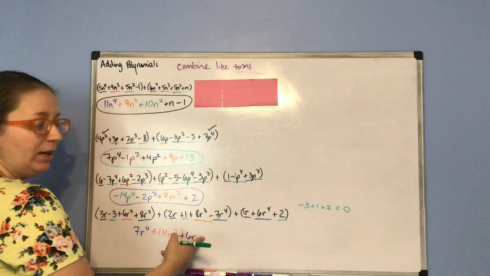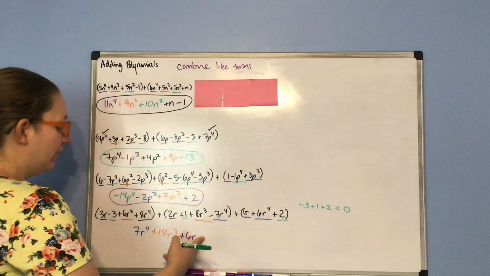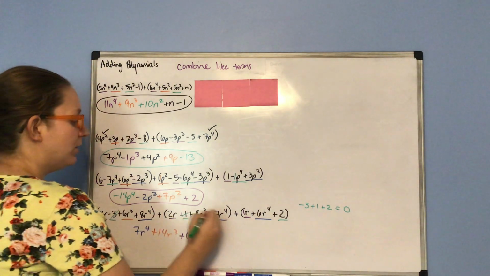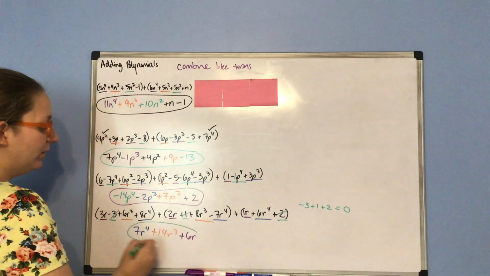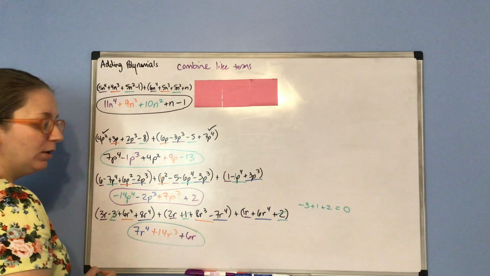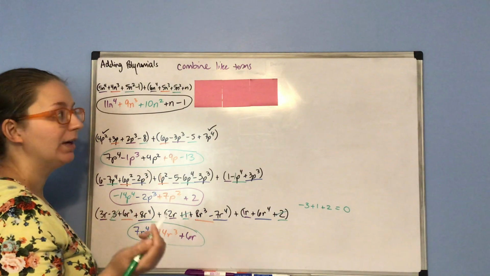You could technically write a plus 0 there, or another way you can think of that is that they just all cancel out. And so usually when it's a plus 0, we don't write it. So this right here would be my final answer. You do not need to include the plus 0 because your number terms have just all canceled.